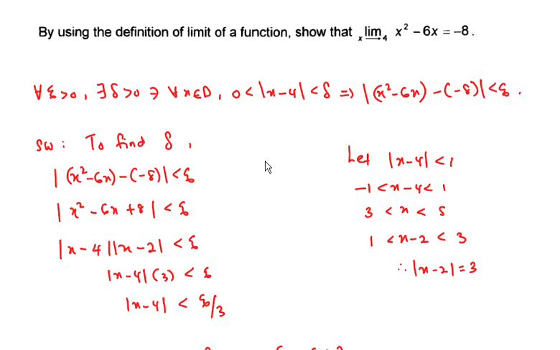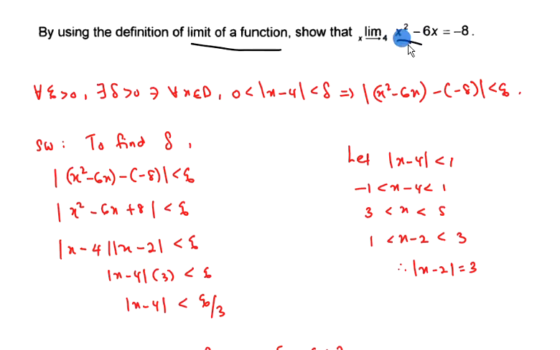So now kita tengok contoh soalan passive question. Okay, by using the definition of limit of function. Okay, so dia punya clue dia definition of a limit of function. Okay, show that the limit x square minus 6x, x approaches to 4, equals to minus 8.